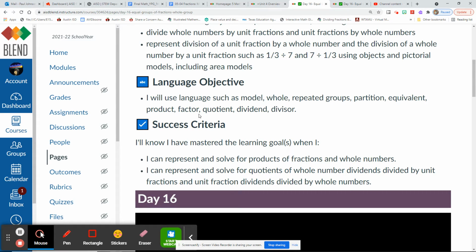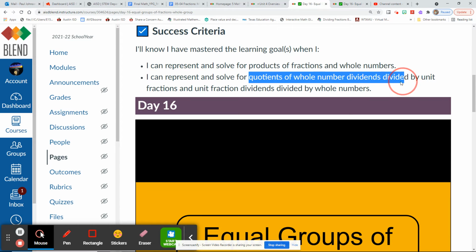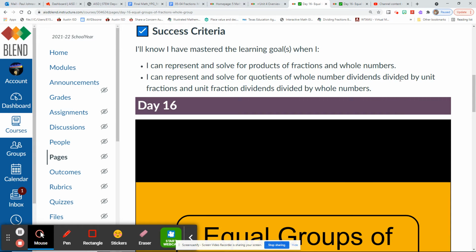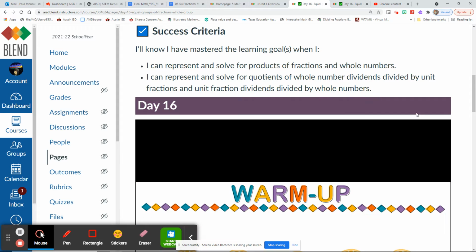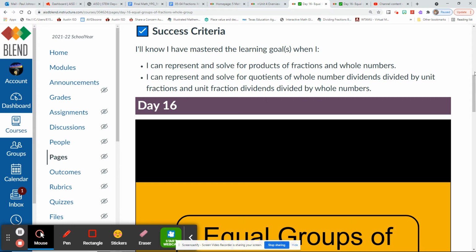Don't forget to look at the poster over with Benson. Quotient, your answer to a division problem. Dividend, the number that we are dividing. And then divisor, how many groups we're dividing our dividend into. That's a lot of review. By the end of the week, you should feel confident solving for products of fractions and whole numbers, and quotients of whole numbers divided by unit fractions and unit fractions divided by whole numbers. That was a lot of stuff to say, but now you know.